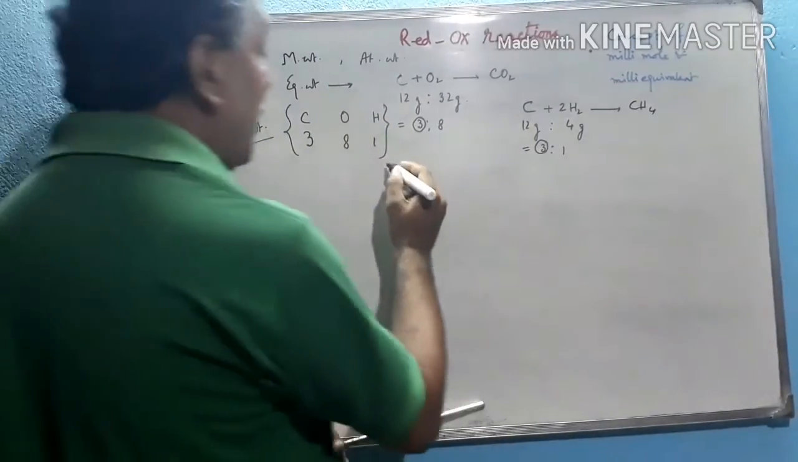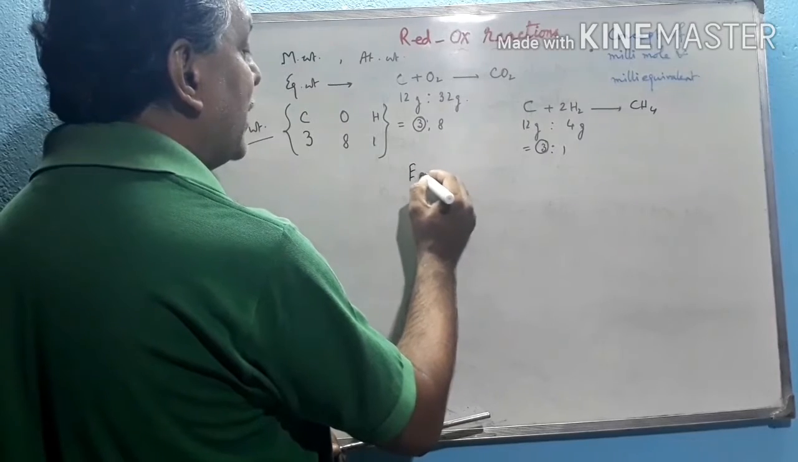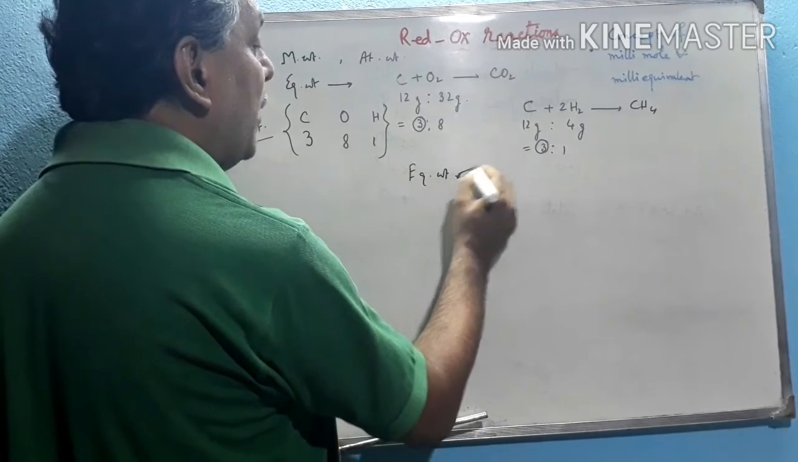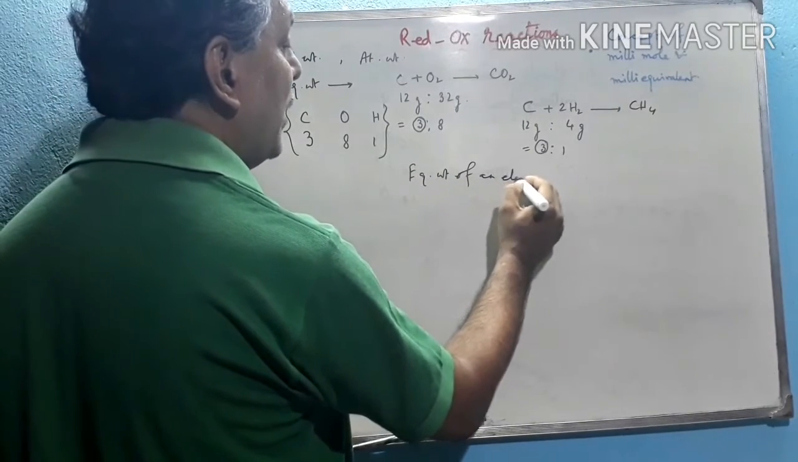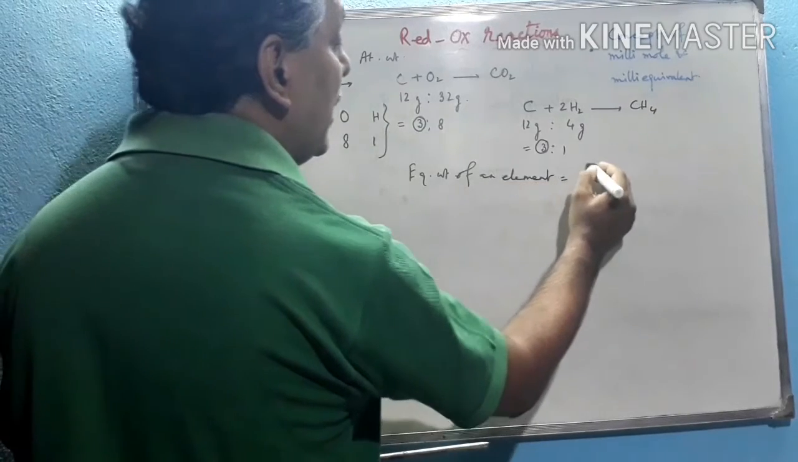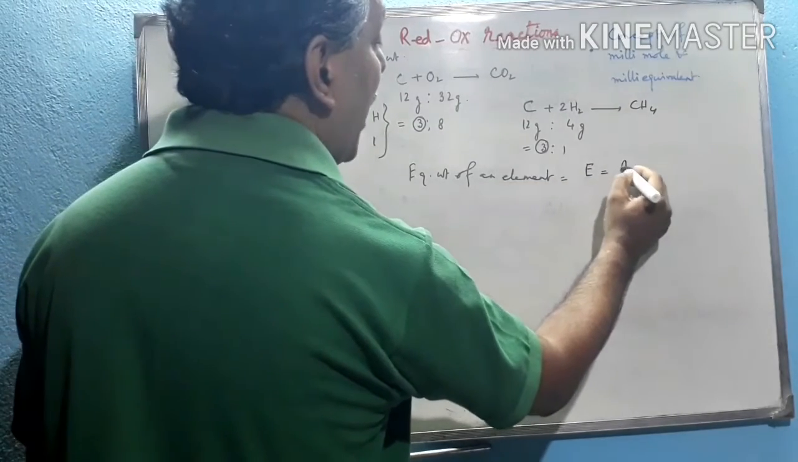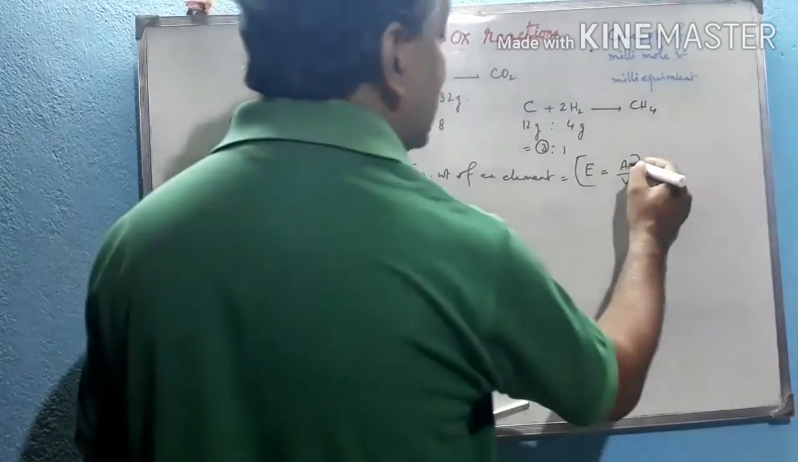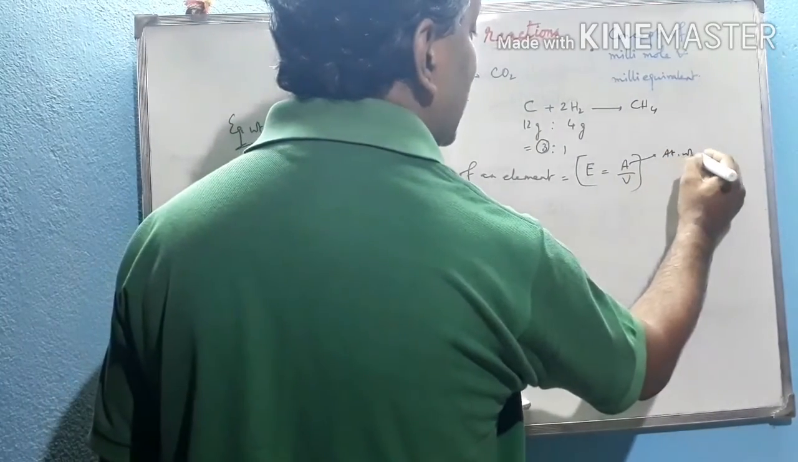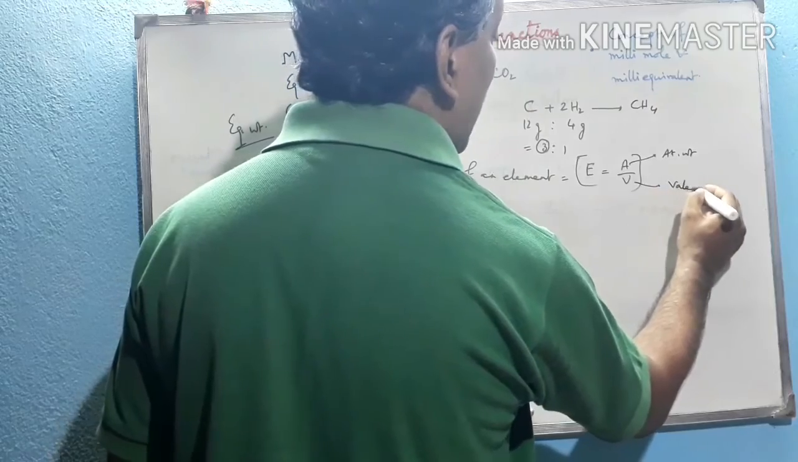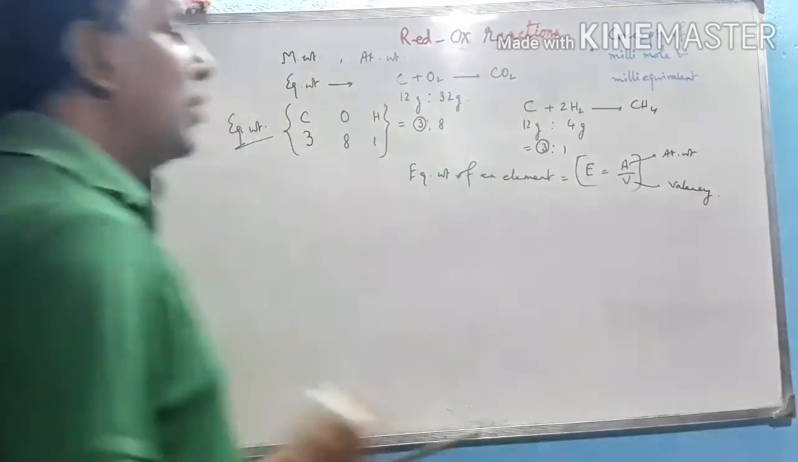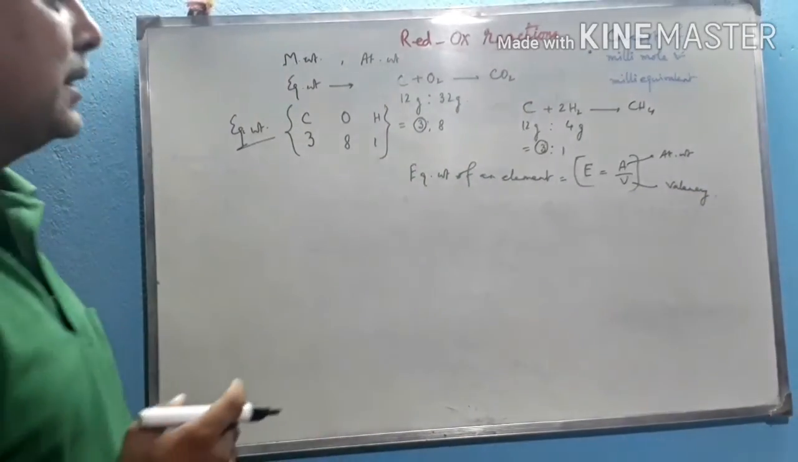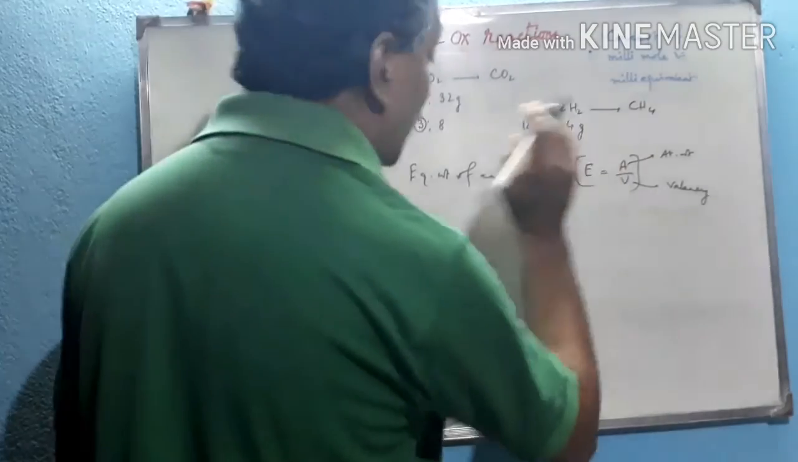Now, for an element we can calculate the equivalent weight by using this equation: E equals A by V, where A is the atomic weight of the substance and V is the valency of that substance. So by using this relation, we can find out the equivalent weight of a substance.